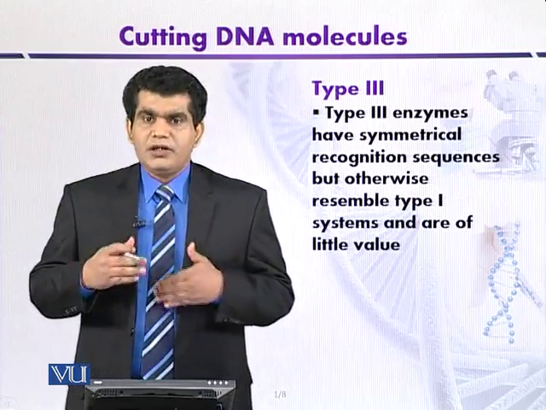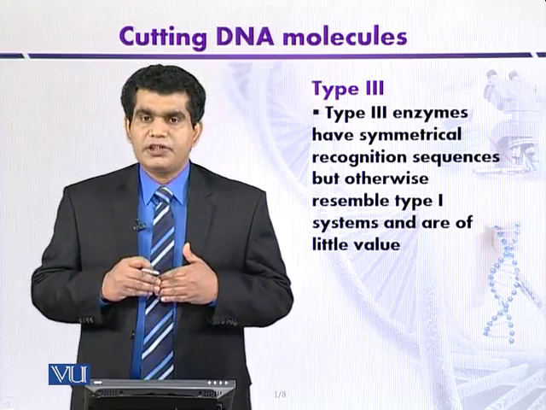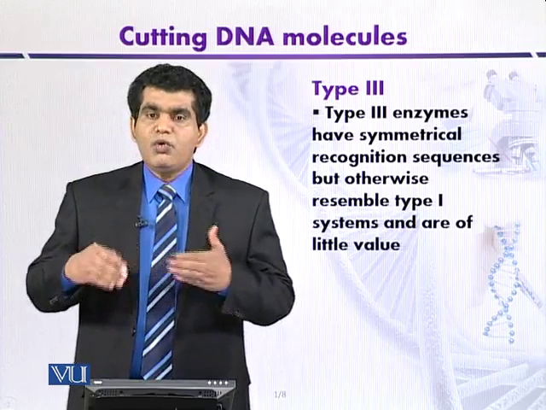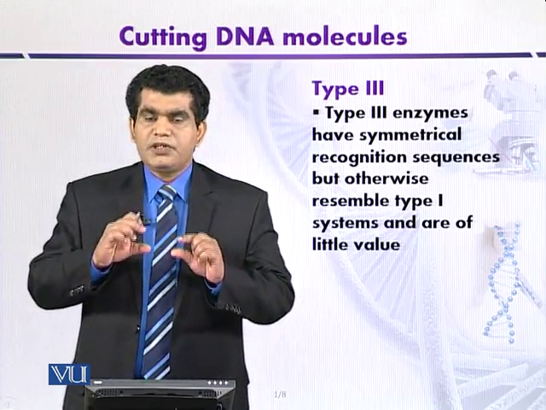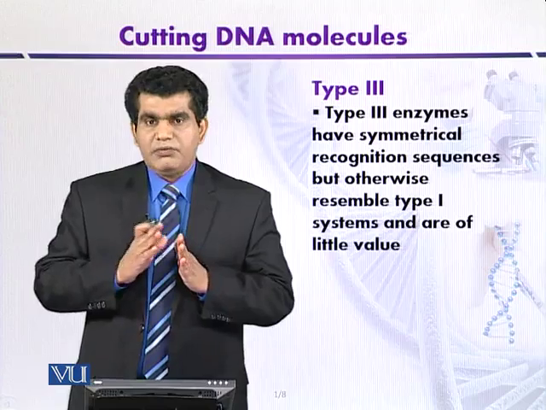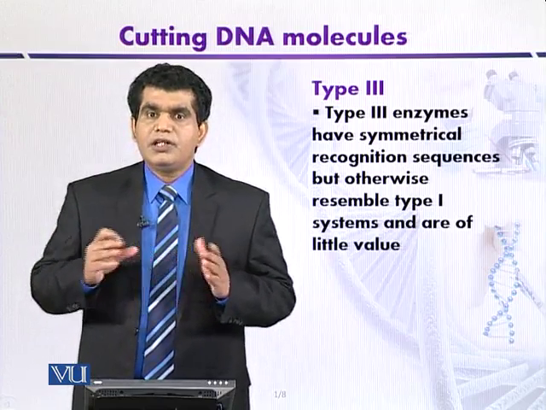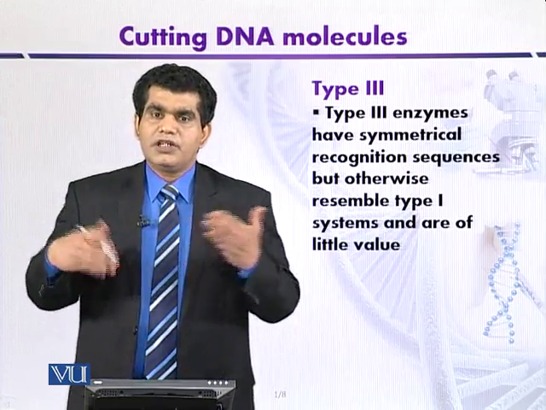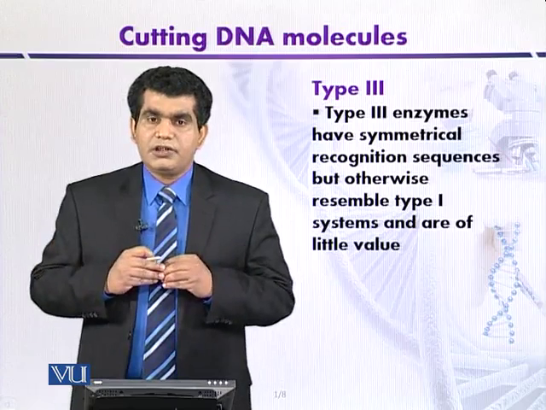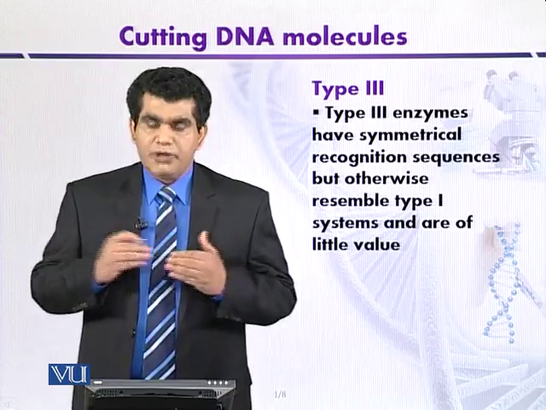Then another type that is also not so valuable is type 3 restriction enzyme. They are more closely related to type 1. Although they can recognize a specific DNA sequence, like type 1, they cut away from the recognition site. So the DNA fragments that are generated are random, and a desirable fragment length sometimes is not possible. So they are also not used in gene manipulation.